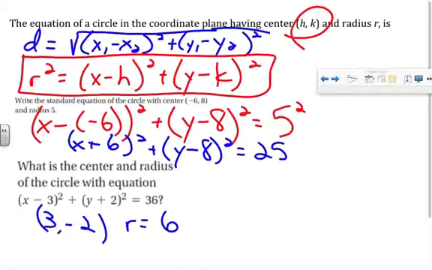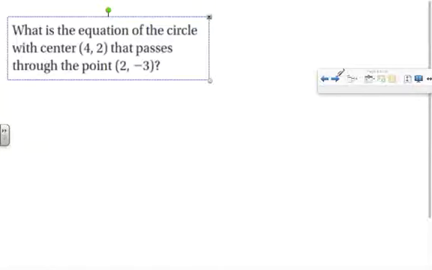Last kind of question I want to address. What if they don't give you the radius? In the last kind of problem that I put on your notes for you. Oh, they're backwards. Oh, sorry about that. You're good. Did that yesterday.